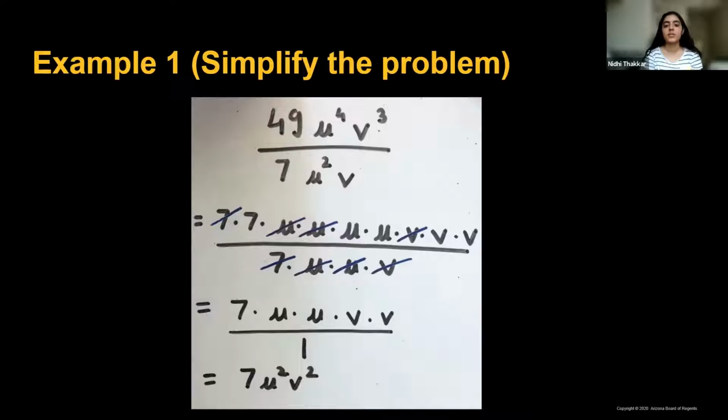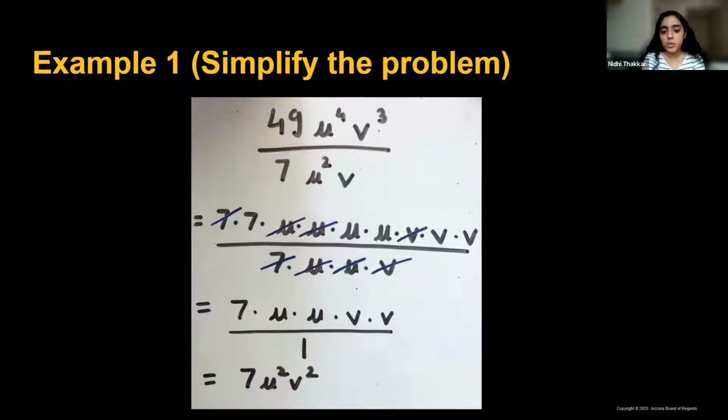So what we have in the question is 49 u to the power 4 multiplied by v to the power 3, and the whole divided by 7 u square v. What I did here, I wrote 49 and broke that into 7 into 7. u to the power 4 would be broken down into 4 times u multiplied together, and v to the power 3 would just be 3 times v. And we'll divide that by 7, u into u and v. As you can see, we have a 7 in the numerator and a 7 in the denominator, so we can cancel those terms.